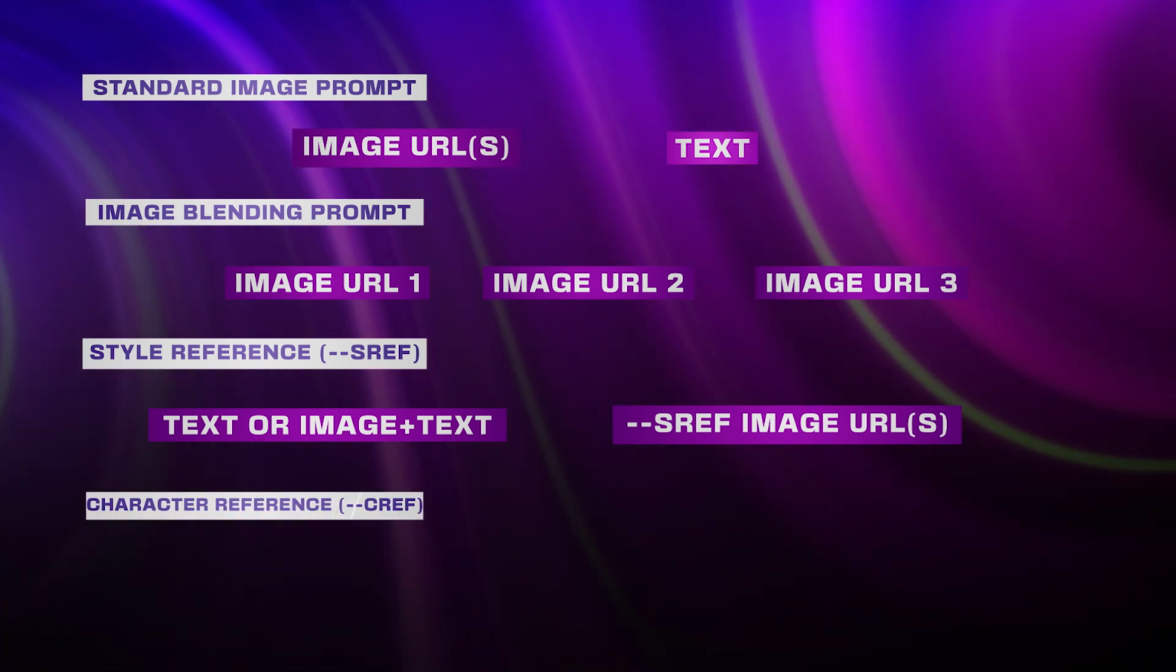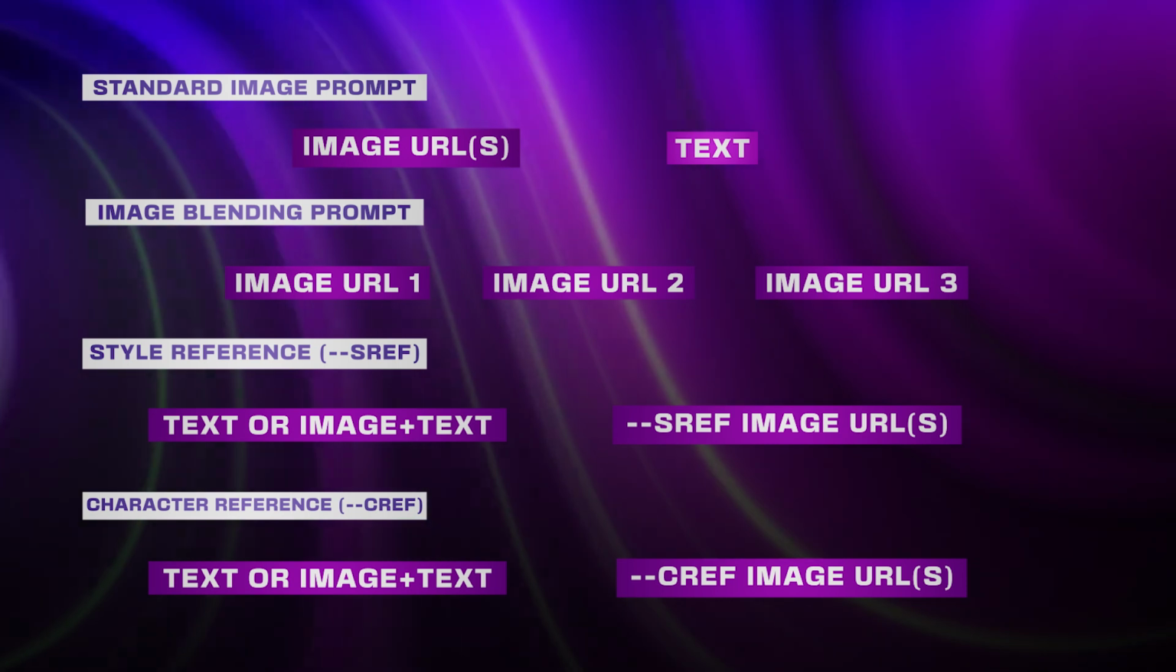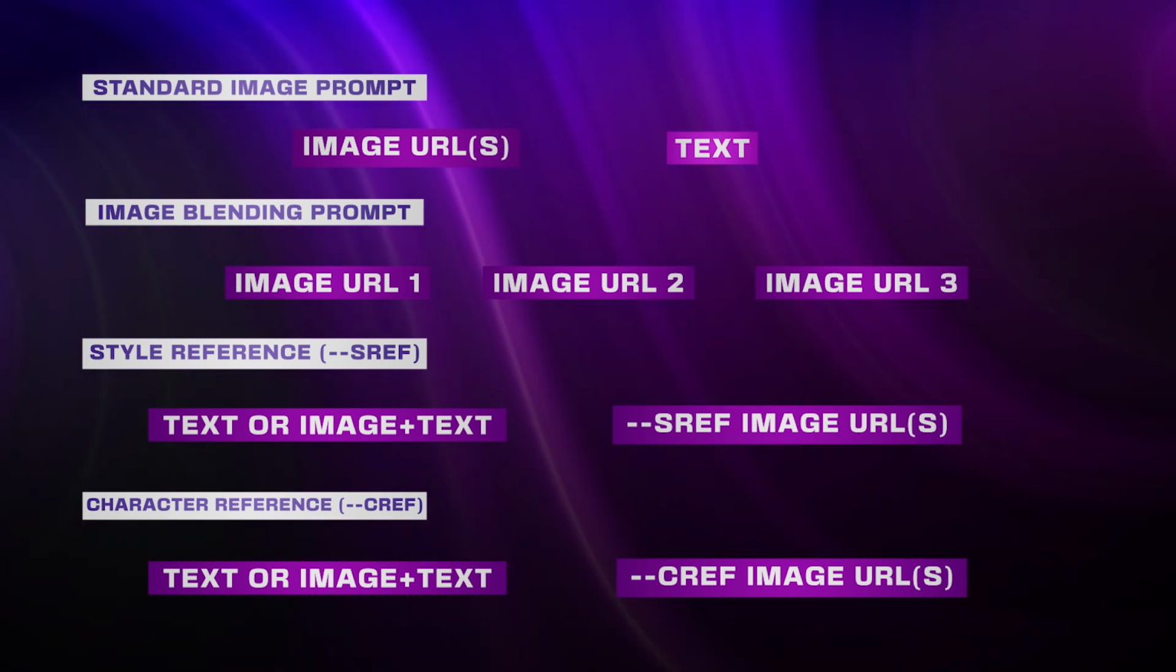Alright, we've covered a lot of ground in this video, so let's quickly review what we've learned. We have the standard image prompt, where you can use one or more images with a text prompt. We can blend multiple images together without using a text prompt. We have style reference, where we can use an image to bring the visual aesthetics of a reference image to your results while leaving the subject matter of that reference image behind. And finally, we have character reference, where we do the opposite and bring the subject into our images while leaving the style behind. This is how we can put the same character in different images.